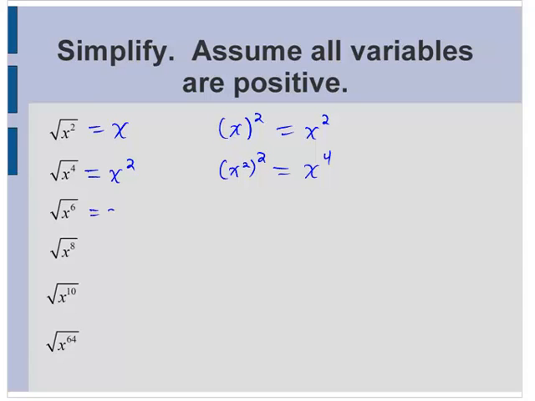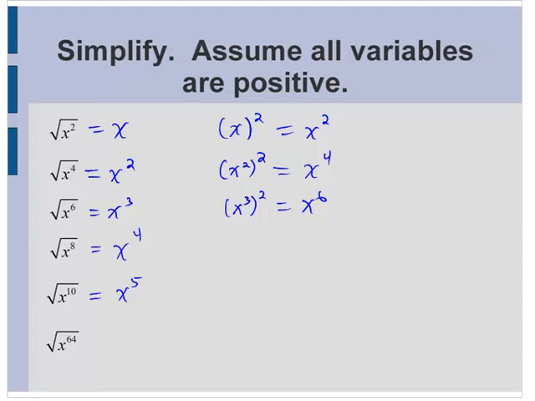All right, the square root of x to the 6th is x cubed. Same principle: x cubed squared is x to the 6th, so the square root of x to the 6th is x to the 3rd. And so the square root of x to the 8th is x to the 4th, and the square root of x to the 10th is x to the 5th. You might notice a pattern here.